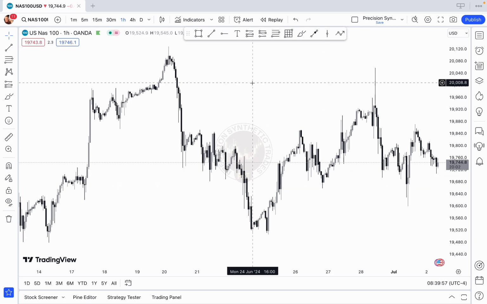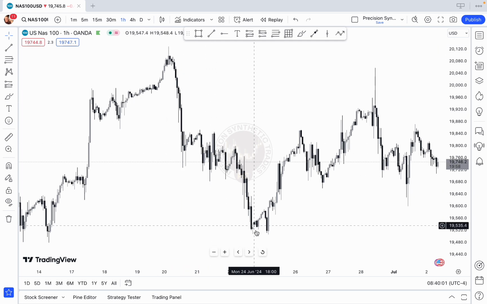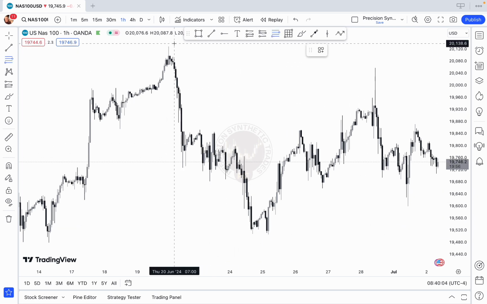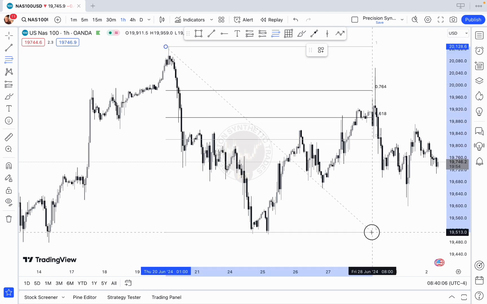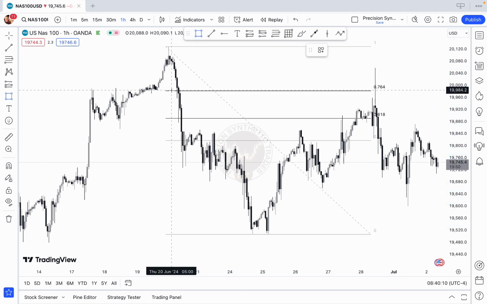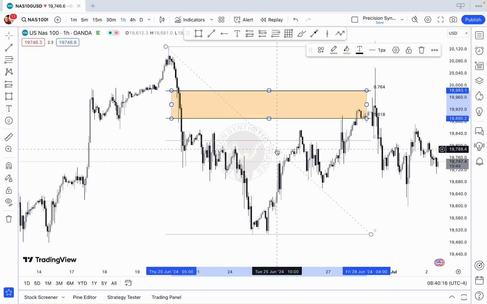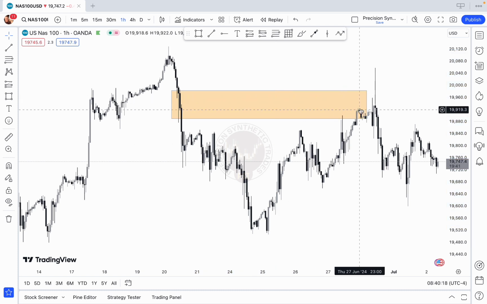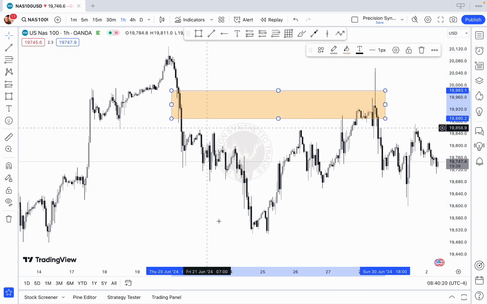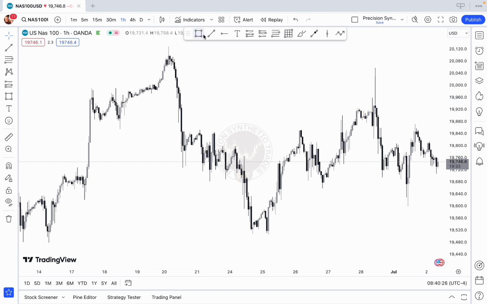So let's say, for example, if I draw my fib from this high to this low, you'll see we get an optimal trade entry. So I mark it between the 61 and the 76. Let's delete the fib. And as you can see, price came back into our OTE level and then it dropped down. Let me show you another example.